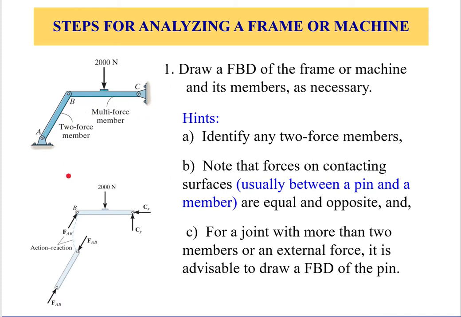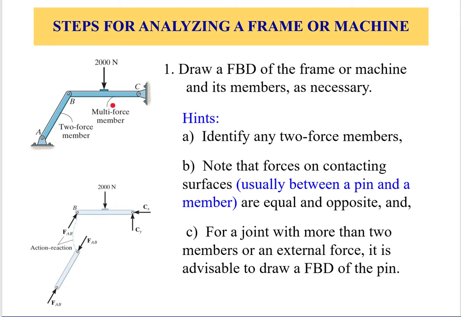Looking at a frame structure like that one, the steps to follow to identify the unknowns, which are the reaction forces at A and C, and B also, are as follows. First step, always identify the two-force members. In this case, it's AB. So for AB, with no forces in between, we know the direction. Here it's assumed to be compression.